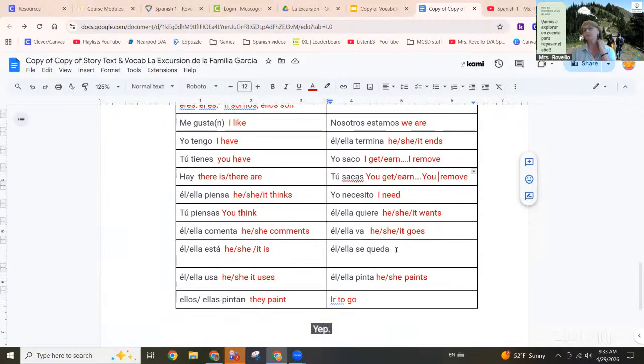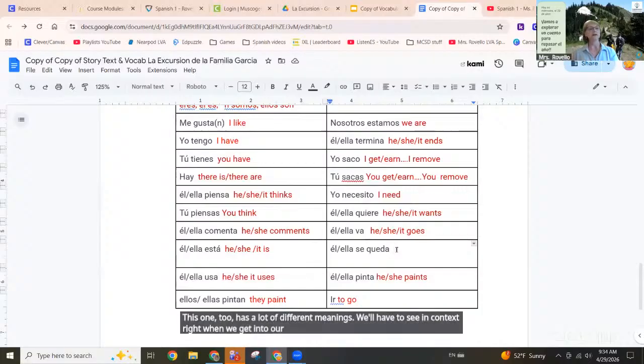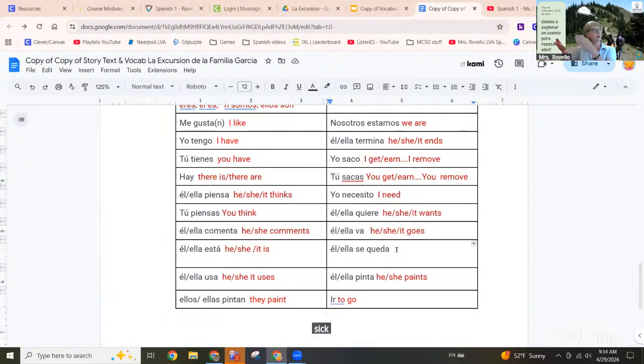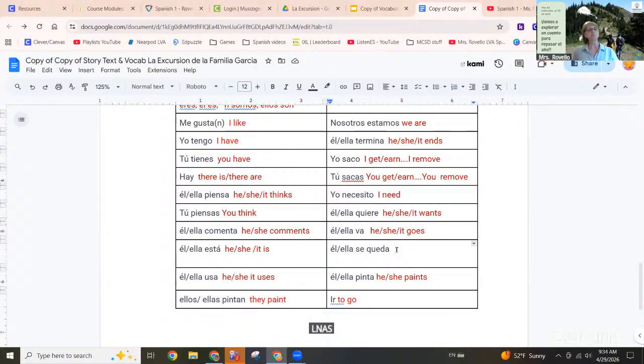Okay, one more. This one too has a lot of different meanings. We'll have to see in context, right, when we get into our story. Él or ella se queda. Se queda. We did that in our Mario story. Didn't we do our Mario story at the beginning of this school year? Él and ella se queda.